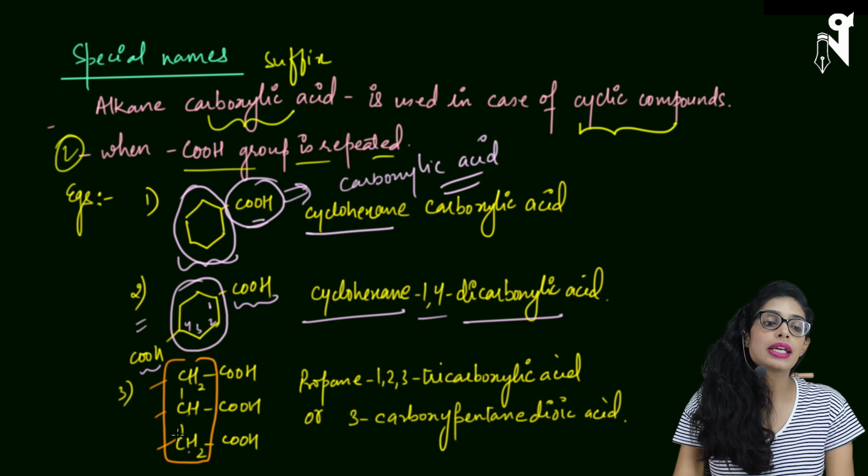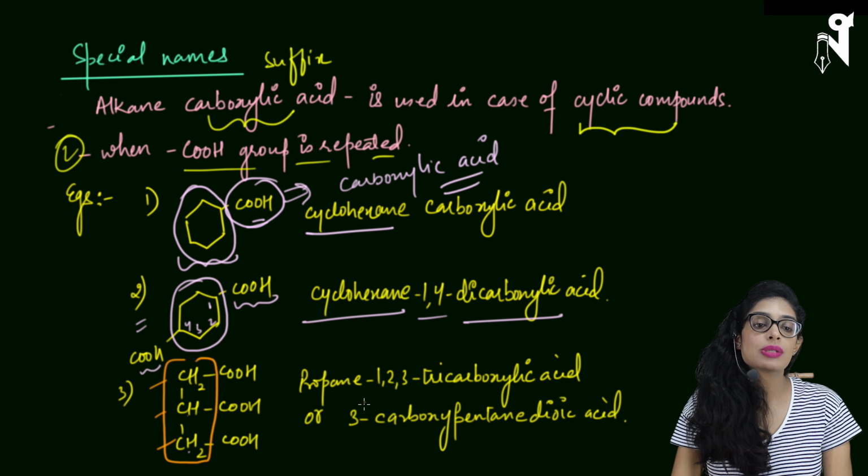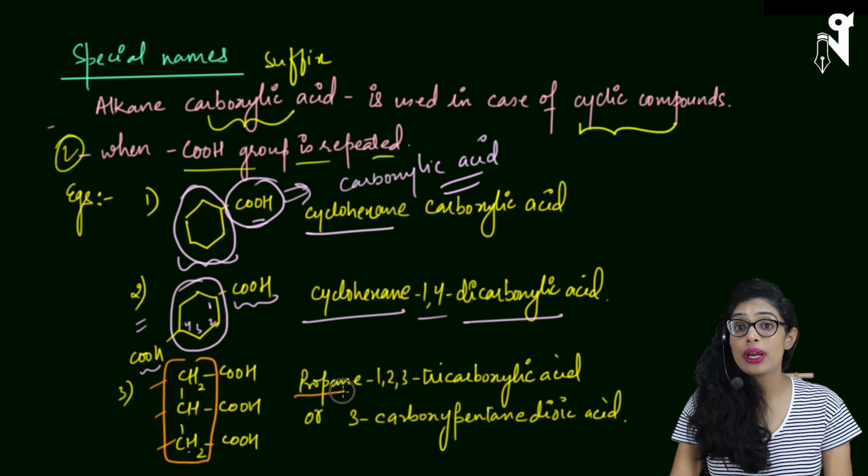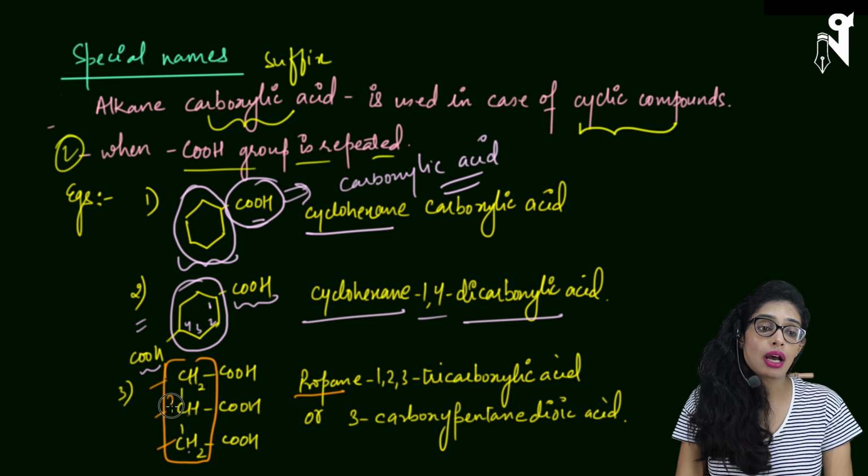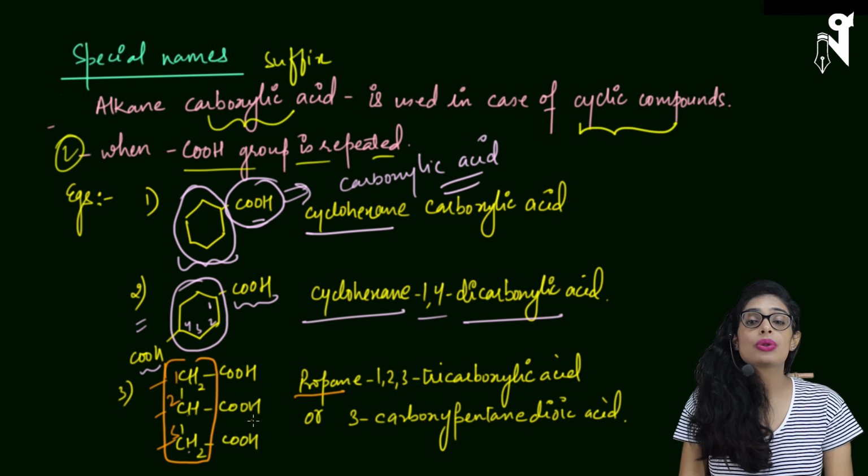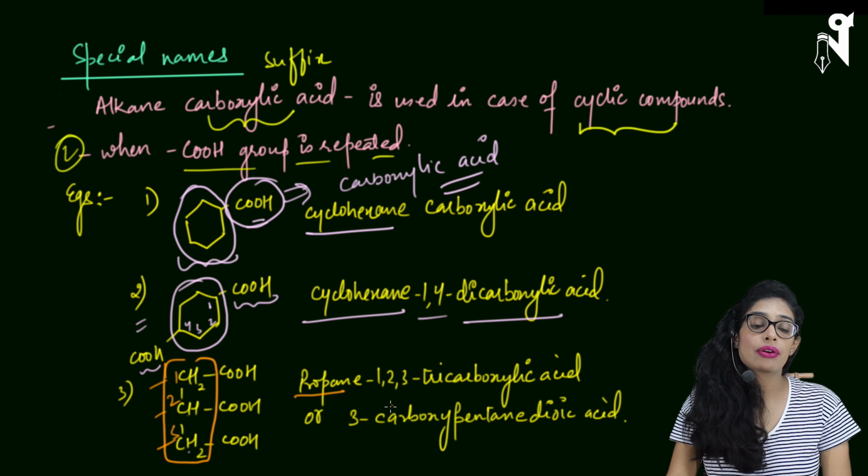Okay, so in that case, my main carbon chain or the principal carbon chain is made up of three carbons. So the name is propane. And on the first carbon, second carbon, and third carbon, there are three COOH groups present. And hence I can write 1, 2, 3 tricarboxylic acid.